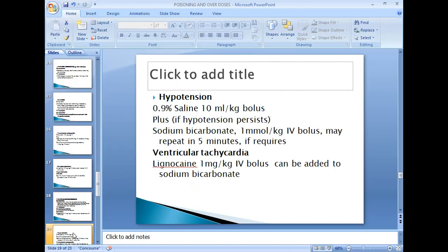For hypotension, we have to give normal saline 0.9%, 10 ml per kg bolus, and if the hypotension is not recovered, sodium bicarbonate can be added, 1 millimole per kg IV bolus, which may be repeated in 5 minutes depending on the situation. For ventricular tachycardia, lignocaine 1 mg per kg IV bolus can also be added to sodium bicarbonate.